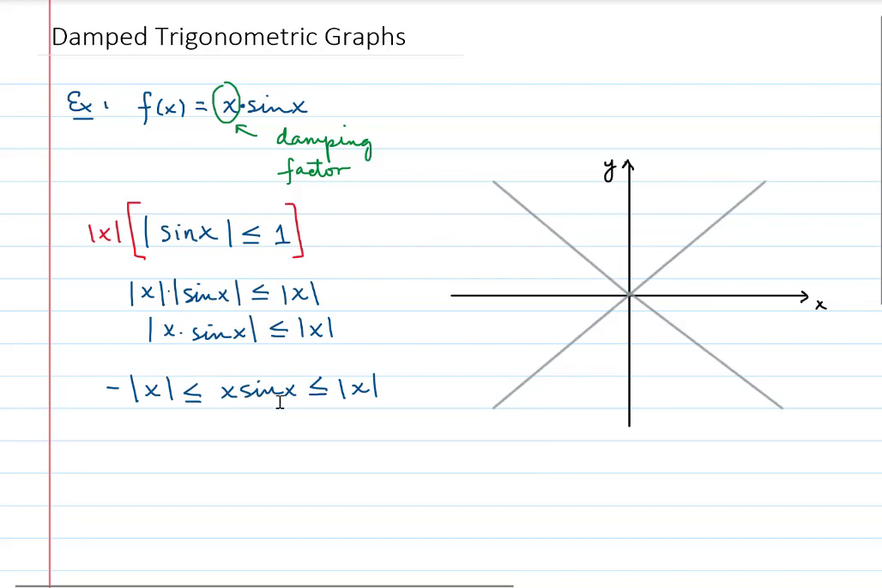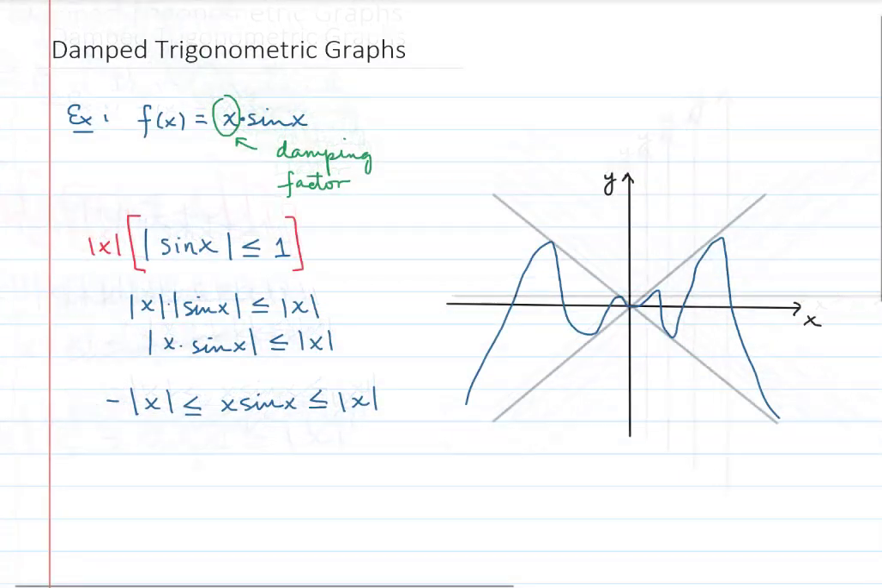Now the other two, and then we can plug some points and actually verify this, but I think you're going to get the idea here. Since this x sine of x is being squeezed, so to speak, by the other two, you're going to get something that looks like this. The idea is that these absolute value functions are kind of squeezing this x times sine of x function, so that this wave gets this damping effect here, hence the name damped trigonometric graphs.